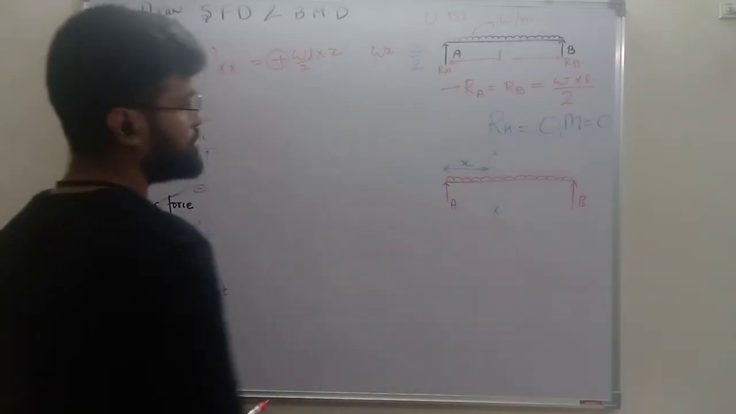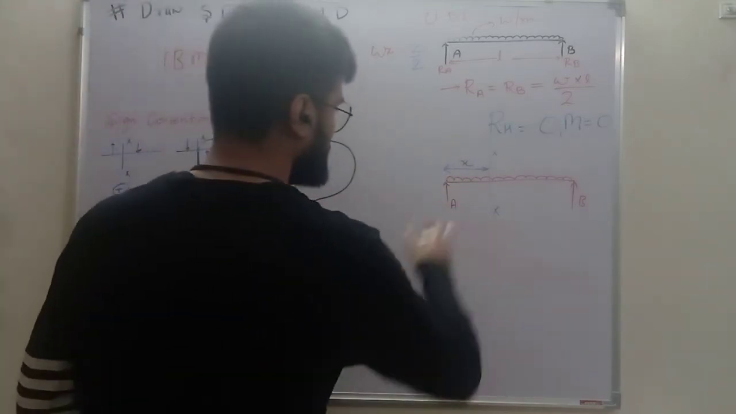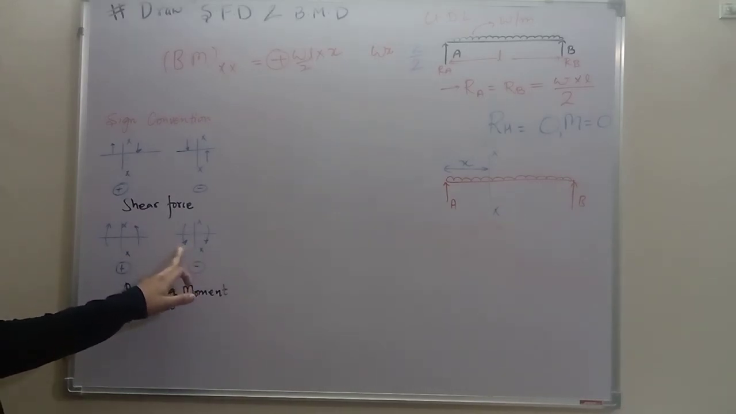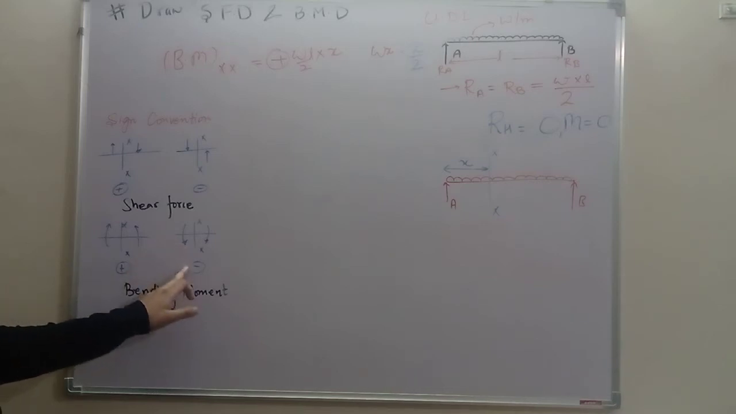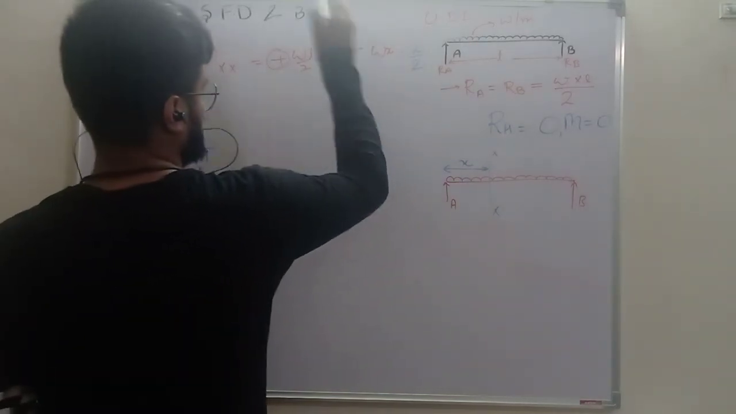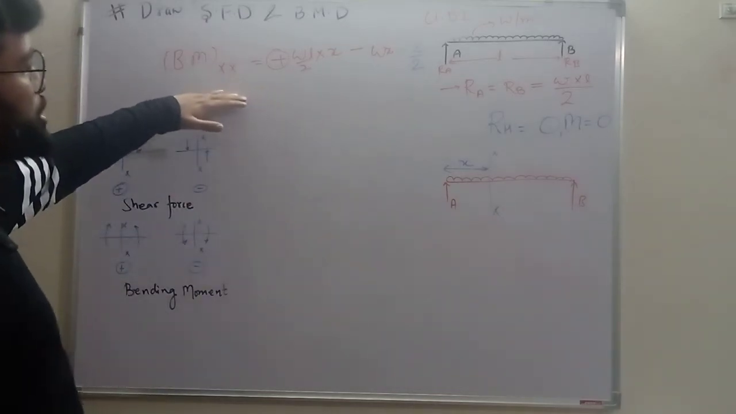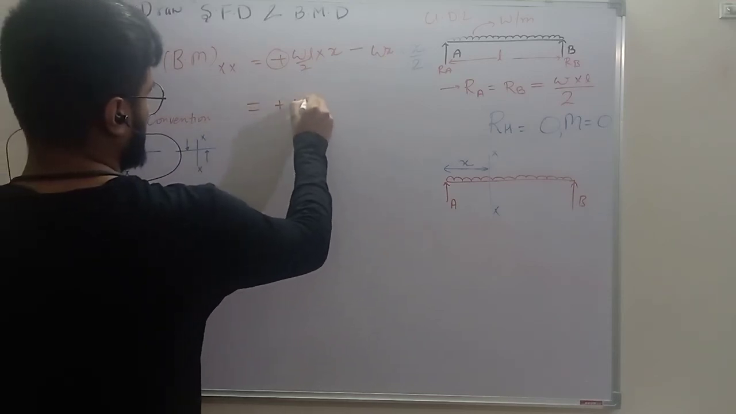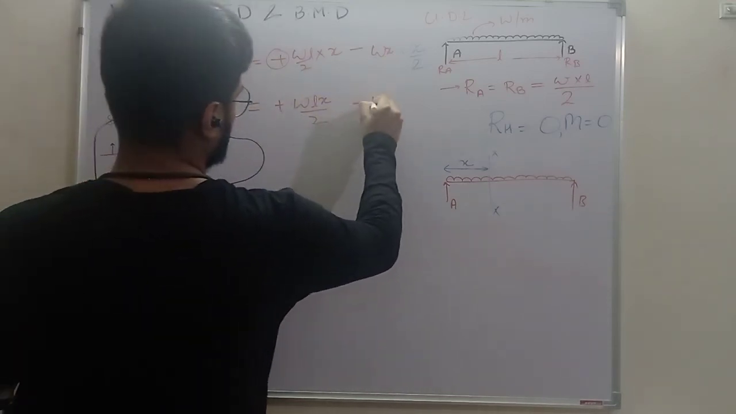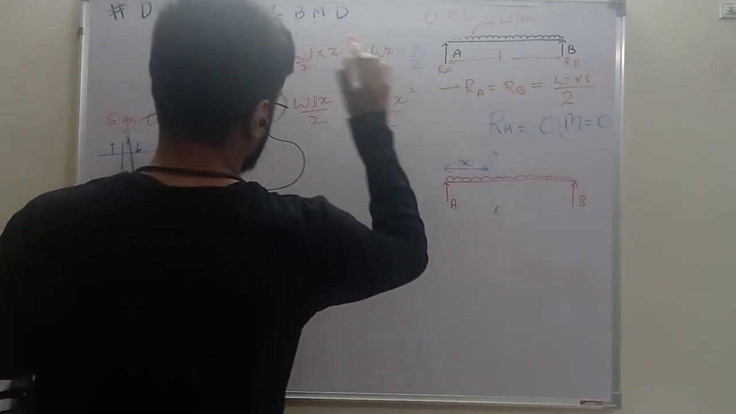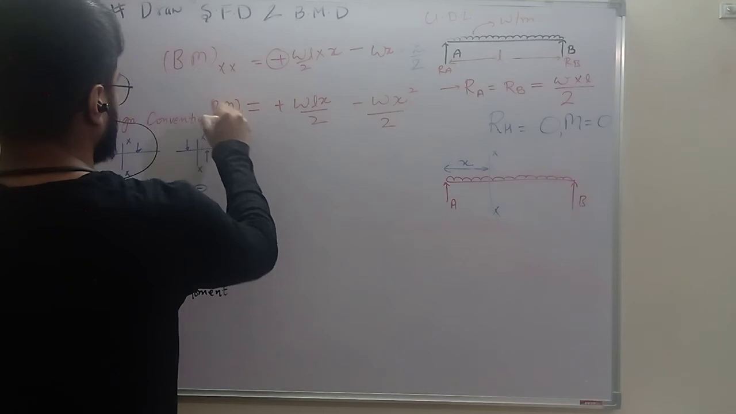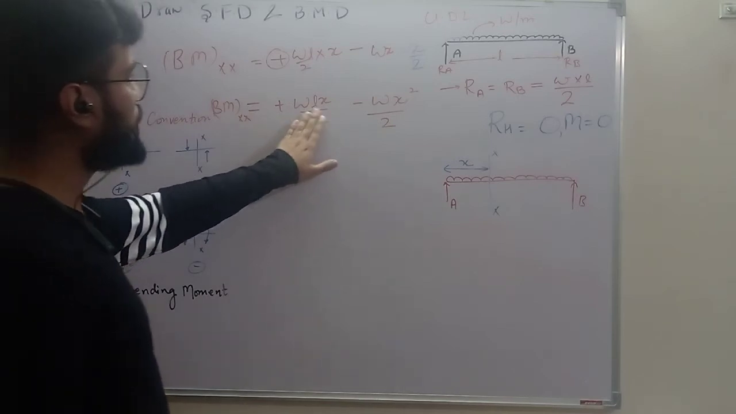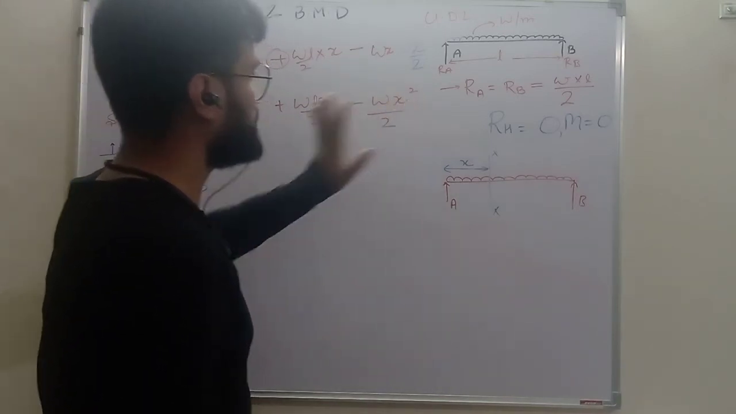And what will be its direction? Will it be negative or positive? Obviously it will be negative according to this convention. If the load is acting on the left side of the section such that it tries to rotate the beam in the anti-clockwise direction, we take it as negative, so it will be minus. So this is the bending moment equation for this problem: bending moment equals plus WLx by 2 minus Wx squared by 2.